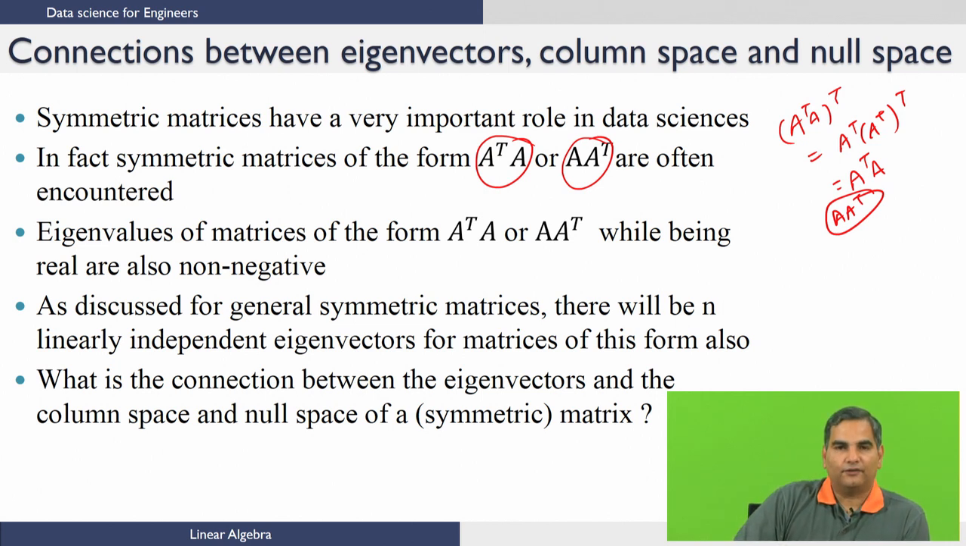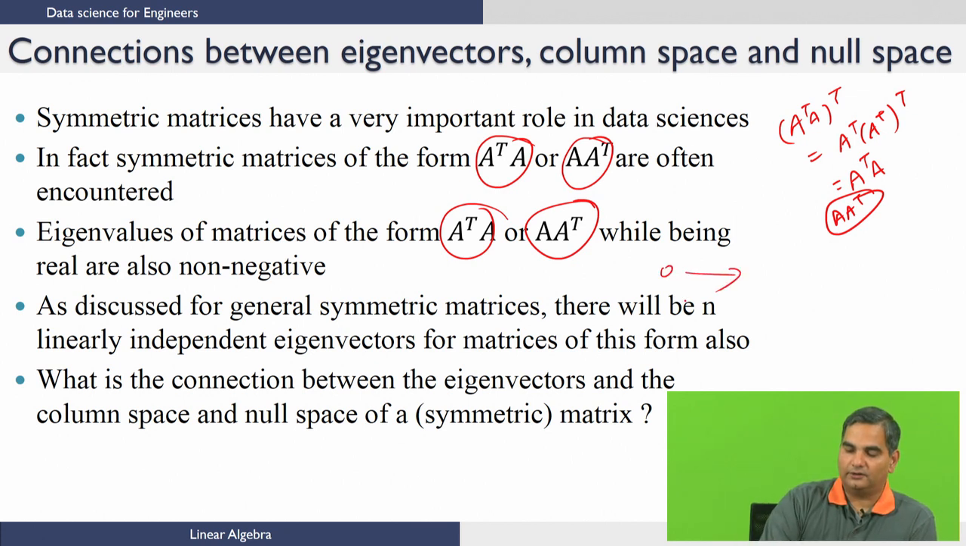So, we know matrices of the form A transpose A or A A transpose are both symmetric, and they are often encountered when we do computations in data science. And we know from the previous slide that the eigenvalues of symmetric matrices are real. If the symmetric matrix also takes this form or this form, we can also say that while the eigenvalues are real, they are also non-negative. That is, they will be either 0 or positive, but none of the eigenvalues will be negative. So, this is another important idea that we will use when we do data science, when we look at covariance matrices and so on.